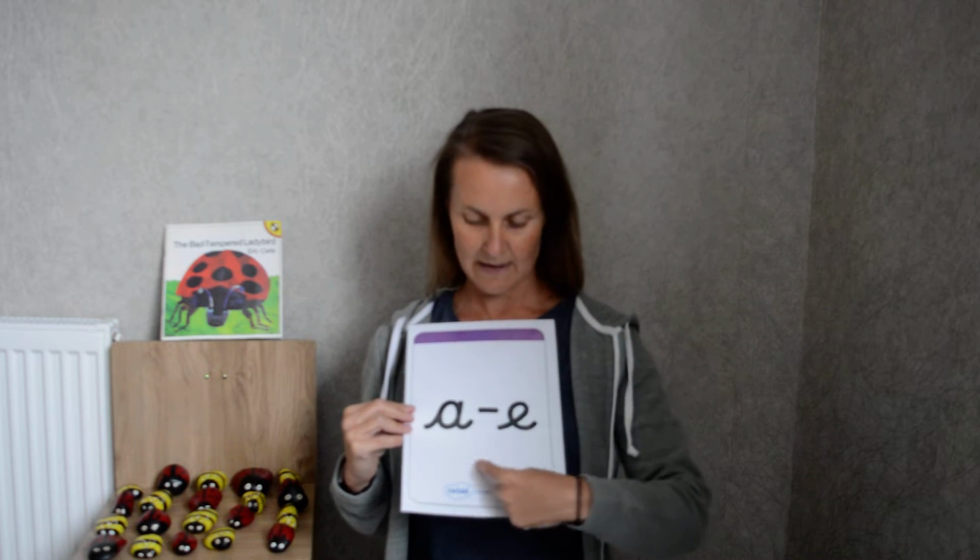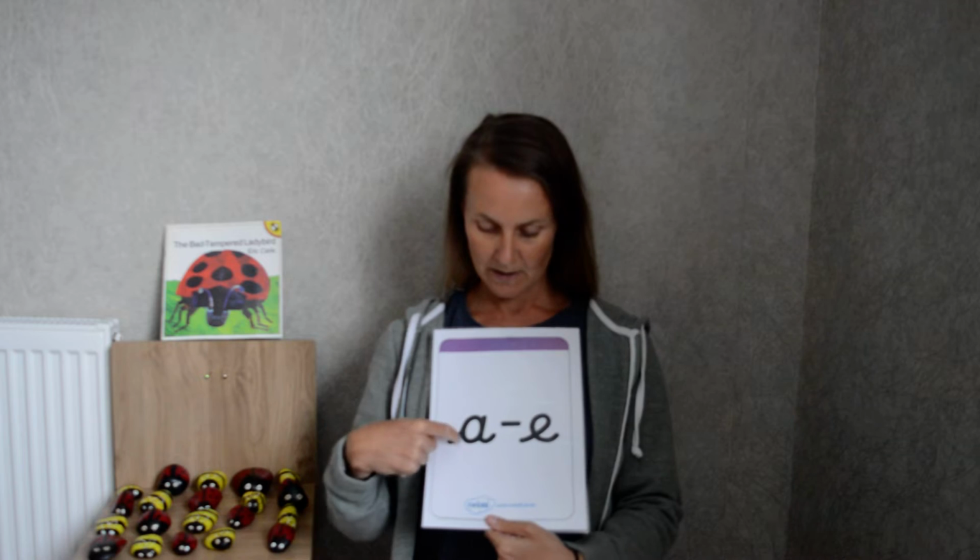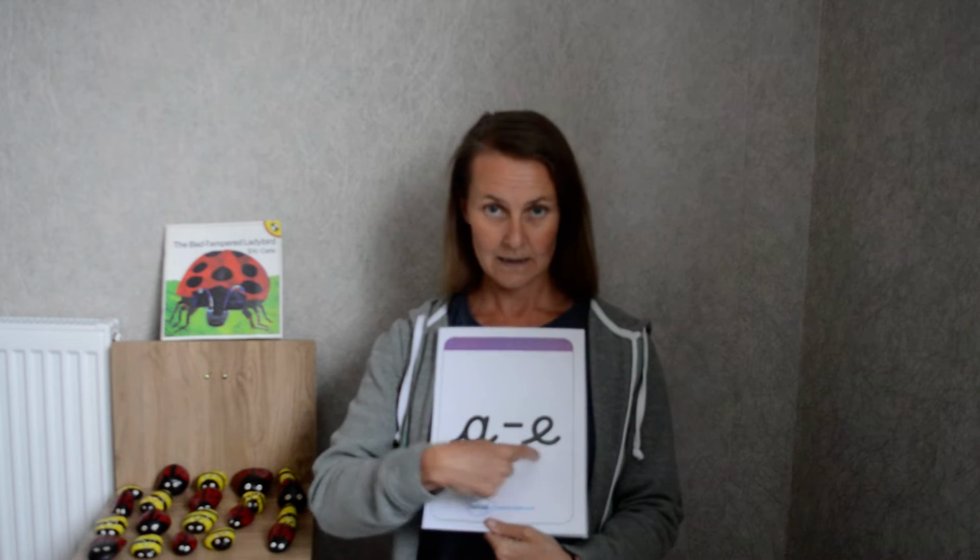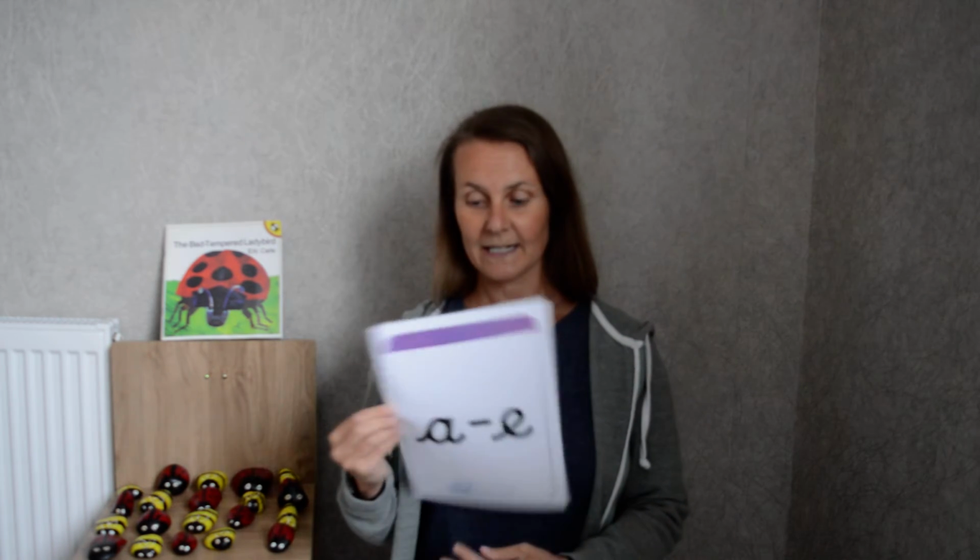Okay, this is A, and we call this a split digraph A, because this sound is split. So this line here means there's another letter that goes in here. Okay, so it's A, but it's called a split digraph.